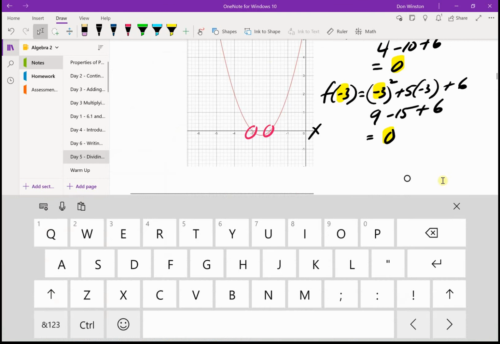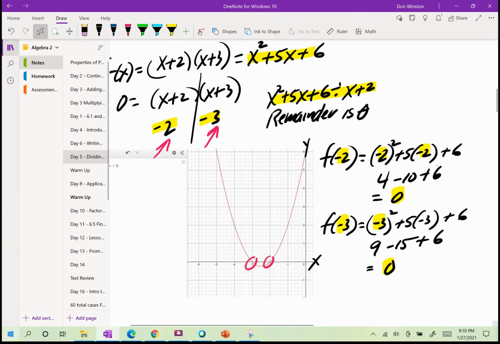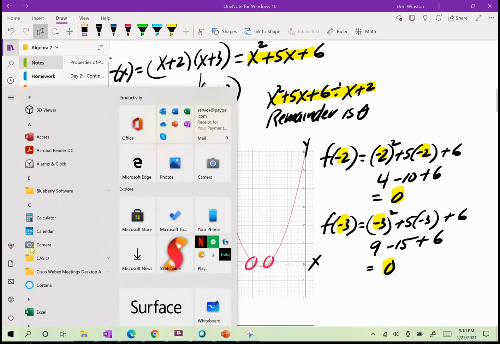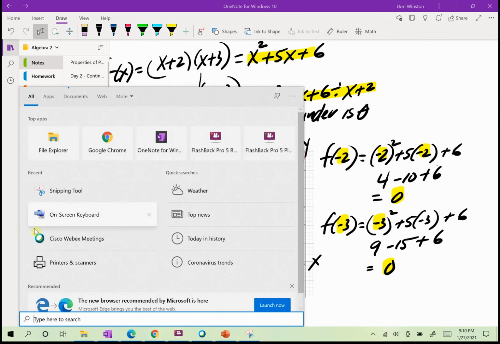So let's look at some more here as we go along. And let me disable my keyboard because it's driving me crazy here. All right.